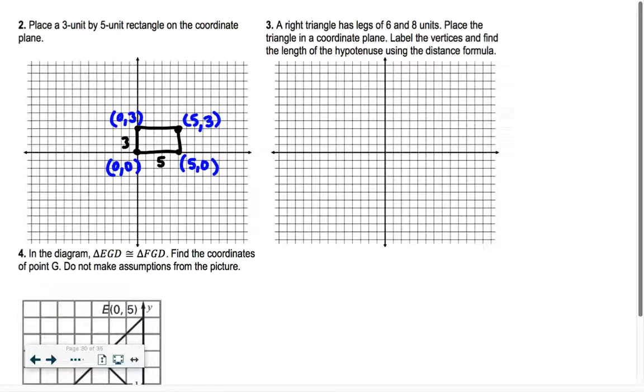Okay. So it says a right triangle has leg lengths of 6 and 8. Place the triangle on the coordinate plane, label the vertices, and find the length of the hypotenuse using the distance formula. So we're going to put them on there. So let's say I say 6 and 8. It doesn't matter if you do 8 to the right or 8 up. So I'll do 8 up.